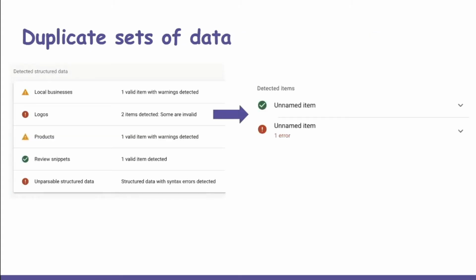Now, Google search is smart though. If you have more than one set of structured data, Google will choose the most complete set of information. For example, this logo has 2 items detected. When you click on the logo, you're going to find that one of them is valid and the other has an error. As I mentioned, Google will ignore the set of data with the error and instead focus on the set that is valid or valid with warnings. So you could ignore this issue because you have one set of logo data that is good.